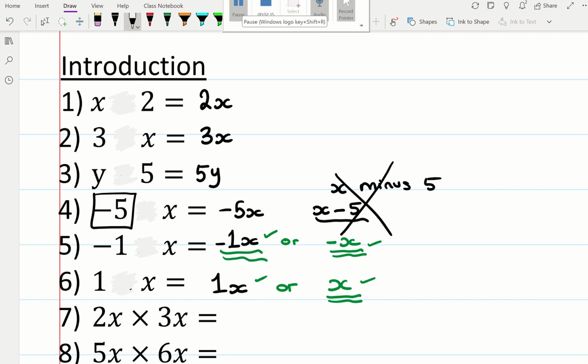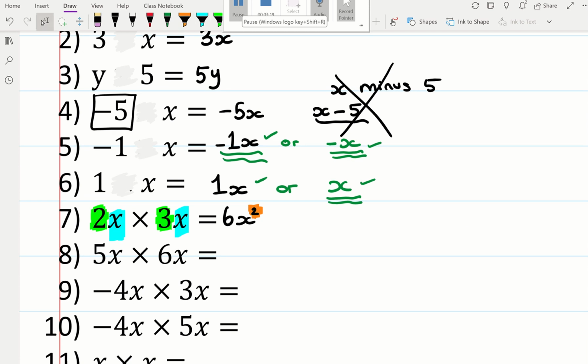2x times 3x. The first thing you need to realize is that you are multiplying the 2 by the 3. Numbers can multiply together. 2 times 3 is 6. But then you have to multiply the x's. X times x is x squared. And you only ever get powers when you multiply. You don't get powers when you add or subtract. So 2 times 3 is 6, x times x is x squared.